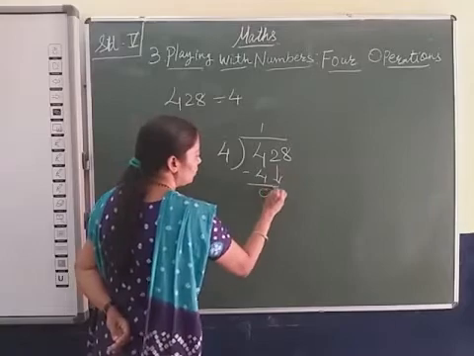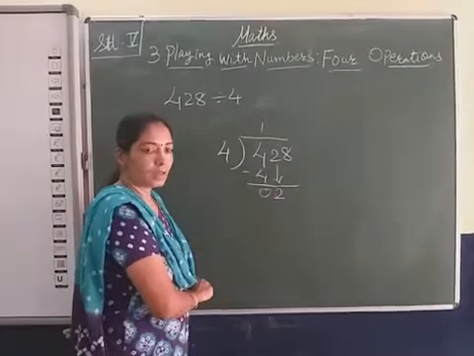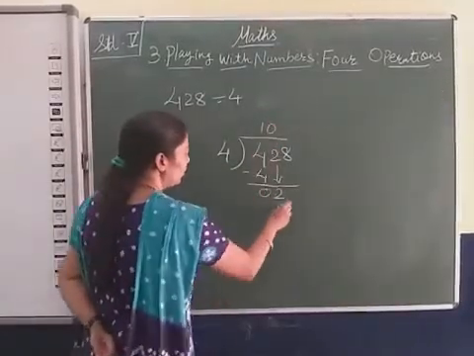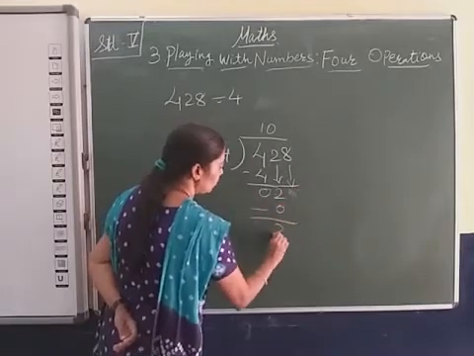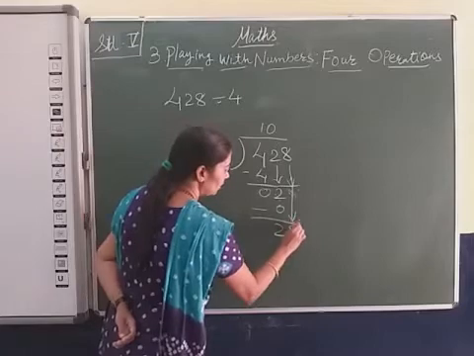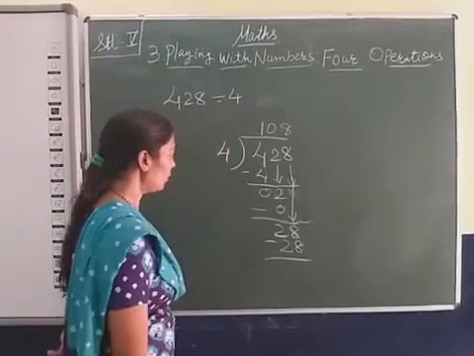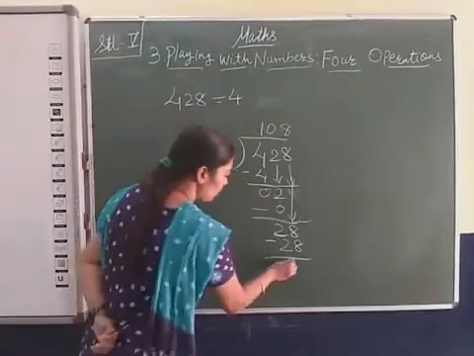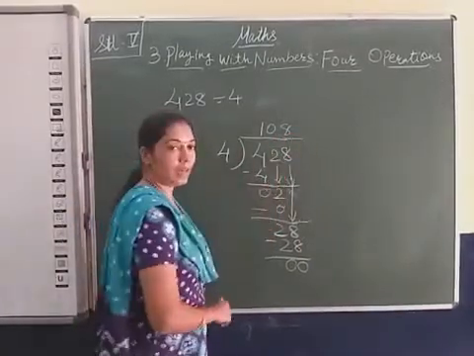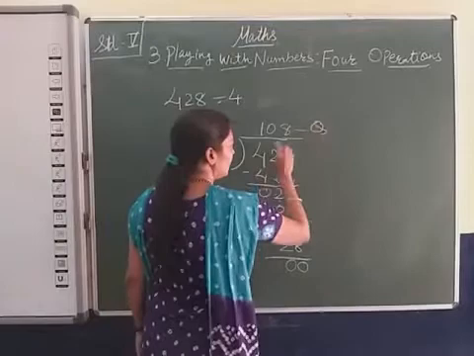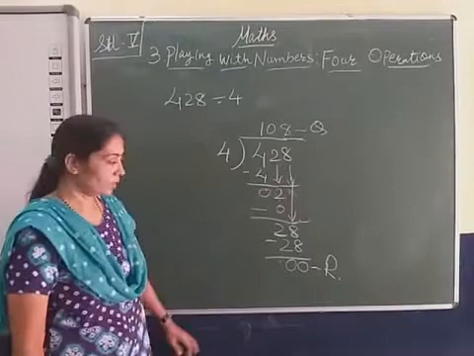0, take 2, but the number 2 is less than the divisor, so we will put here 0. Then take 8, now 28, 4 sevens are 28, so we will put here 0. Now we find this 107, it is the quotient. This is our answer, and the remainder is 0 here.